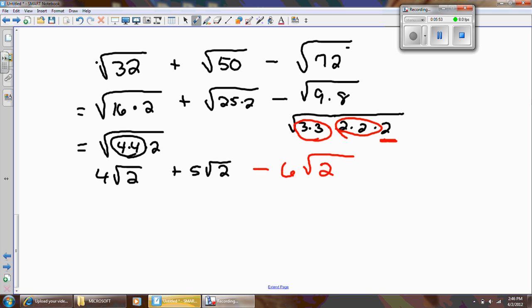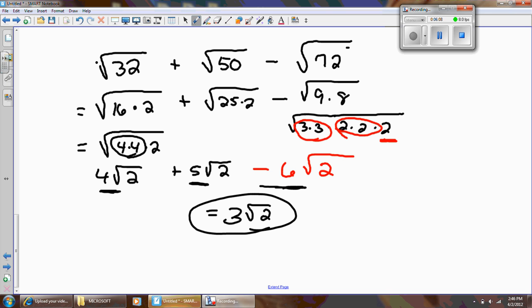All right, so how many rad 2s do I have here? I have 4. How many rad 2s here? 5. I'm up to 9 rad 2s, but now I have to take away 6 rad 2s, so that means the simplified answer of this is 3 rad 2. See how simple this is? This stuff is cake, guys. Don't make this stuff hard.